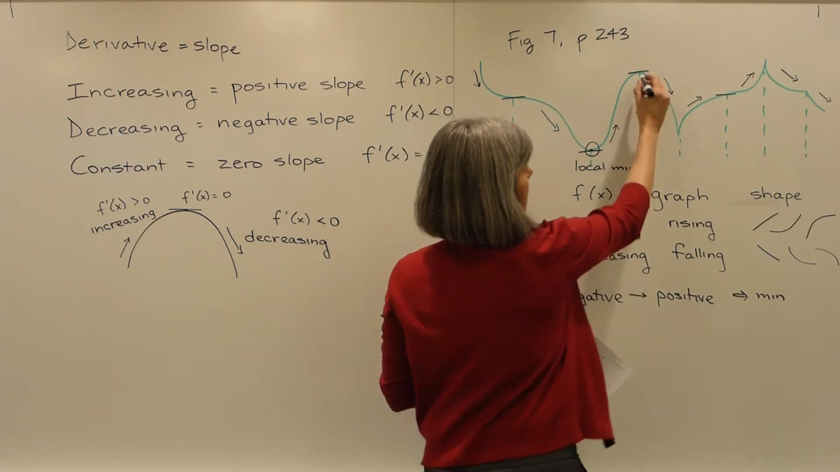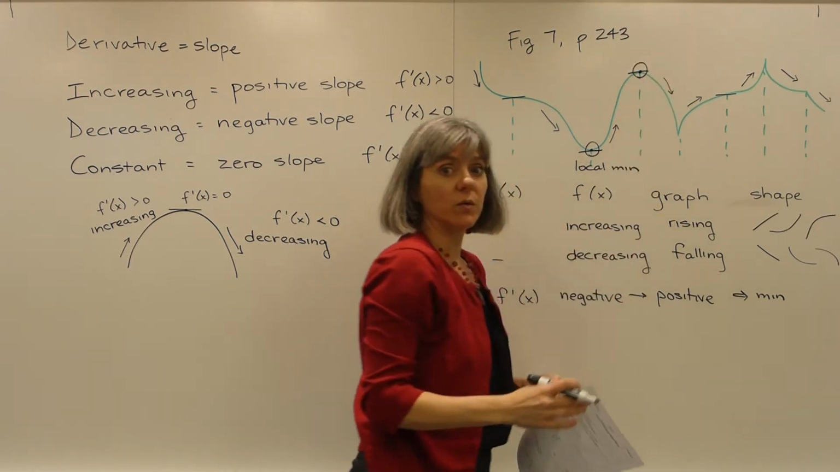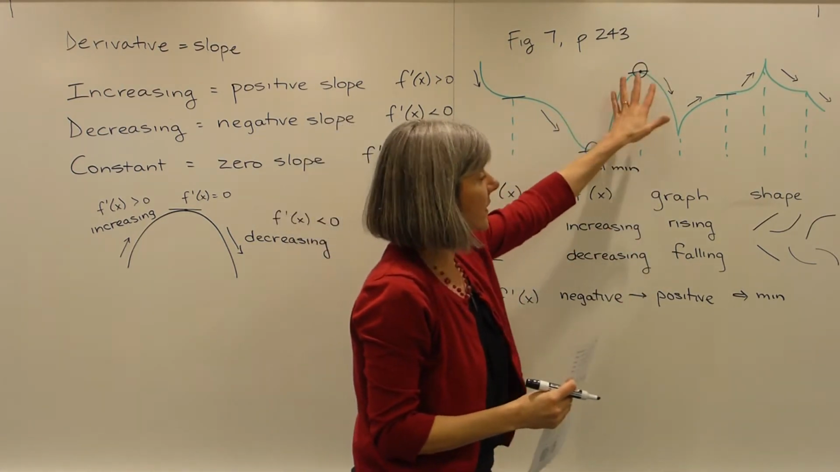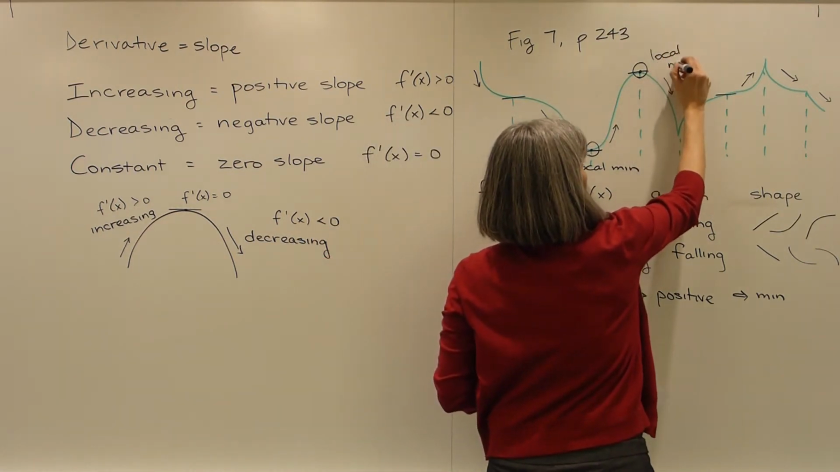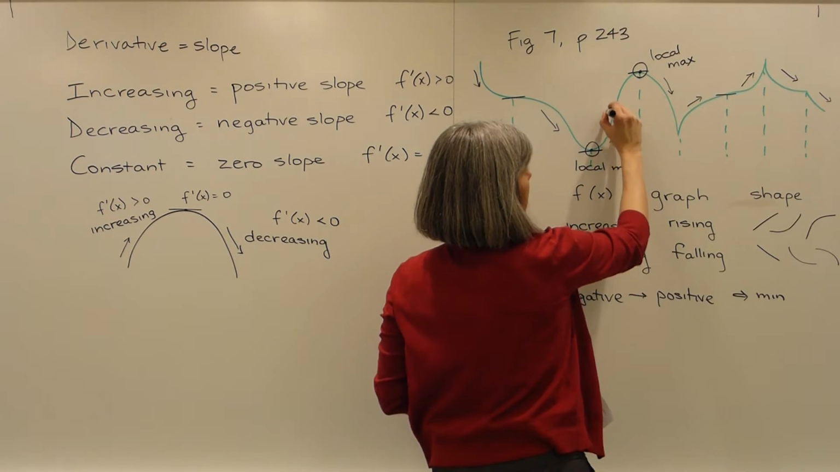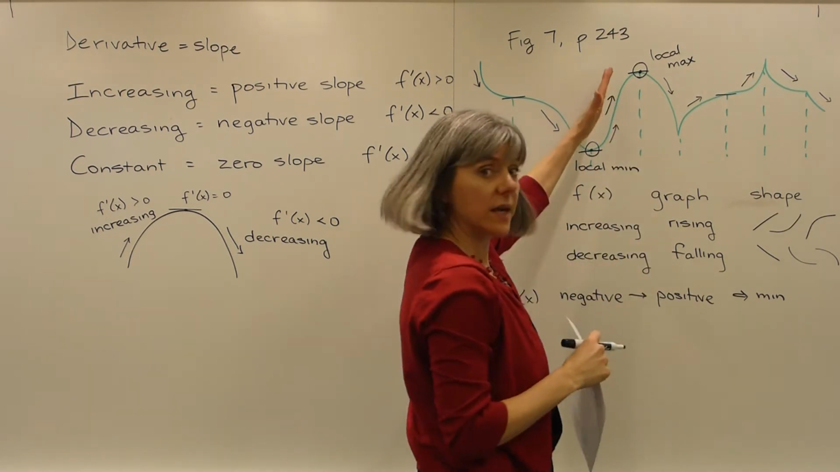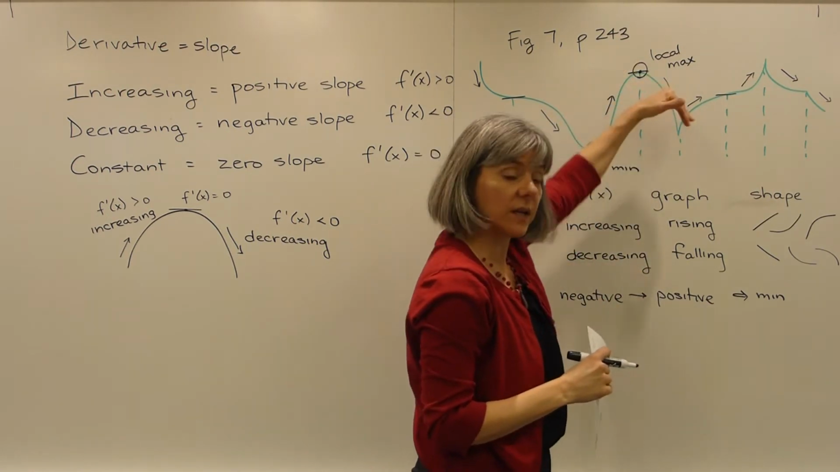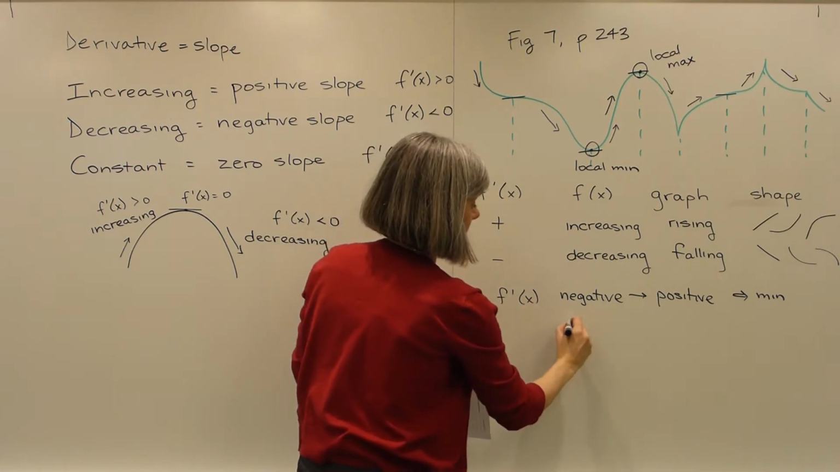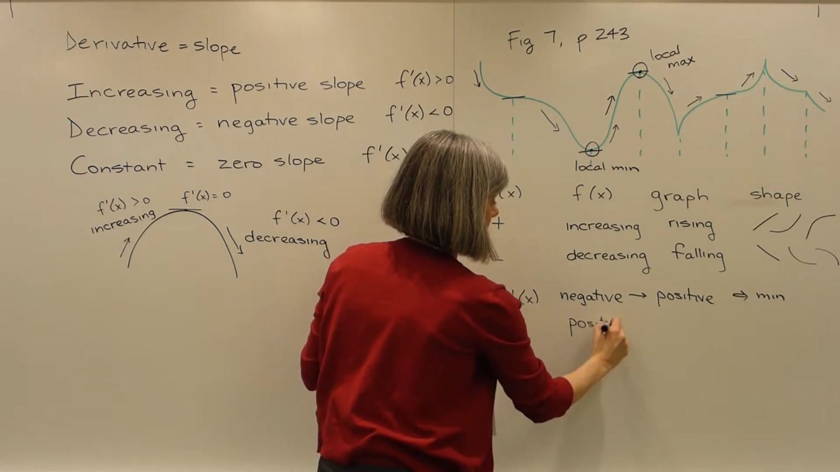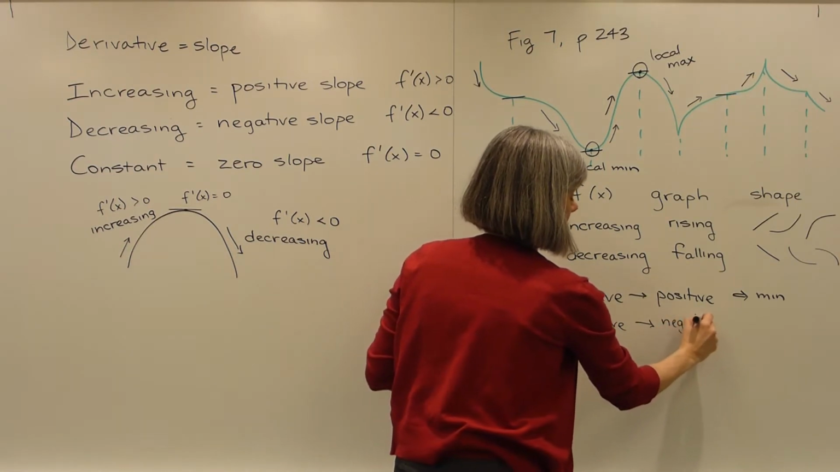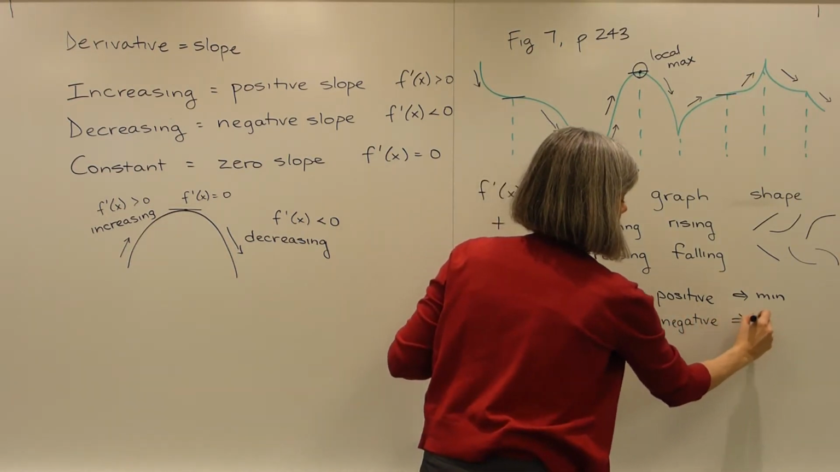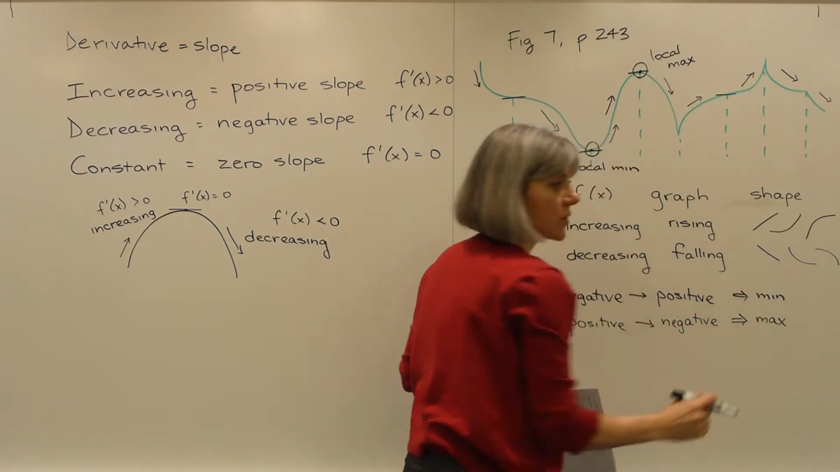And then here, the reverse. That's a local max. Anywhere kind of in the area, it's the highest point. So this would be a local max. So what happened here? The derivative was positive and then switched to negative. So any time that the derivative goes from positive to negative, we know we have a max, a local max.